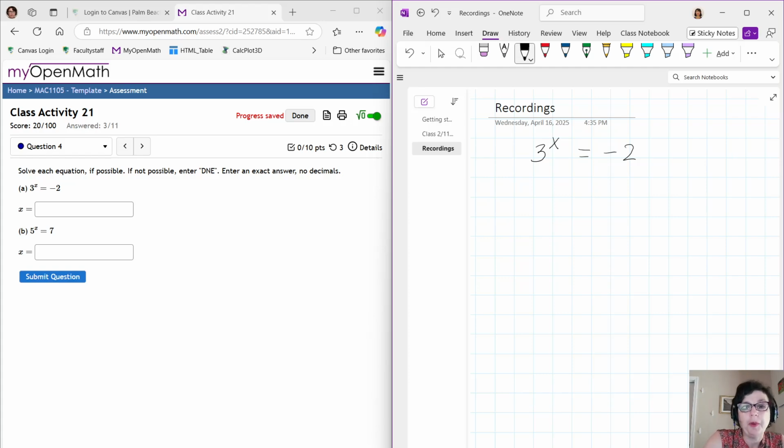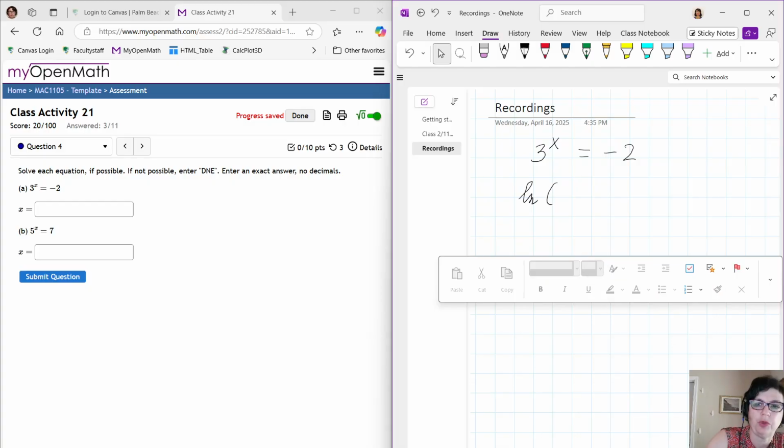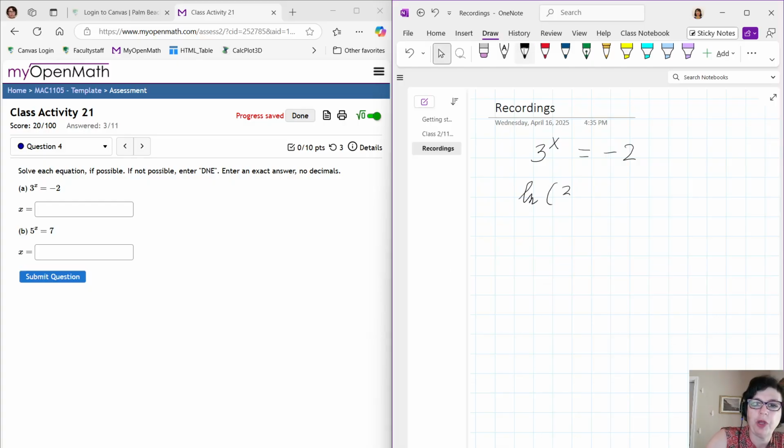Now, there are a couple of things you can do. The easiest thing to me is to apply log to both sides. Now, which log does not matter. If you like natural log, you can apply natural log. If you like common log, apply common log. So I will apply natural log because I like this better, but whatever, it's up to you. Okay, so I am applying natural log to both sides.